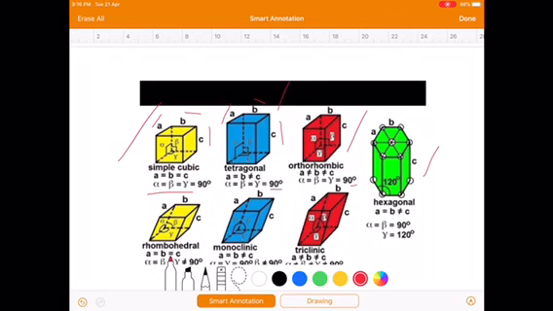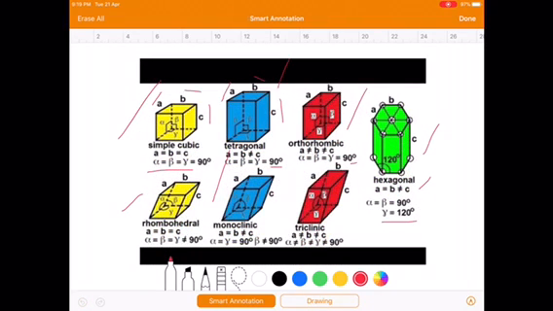A is equal to B but not equal to C. The angles alpha equal to beta equal to 90 degrees and gamma equal to 120 degrees. The fifth one is the rhombohedral crystal system. The distances A equal to B equal to C and the angles alpha equal to beta equal to gamma, but they are not equal to 90 degrees.